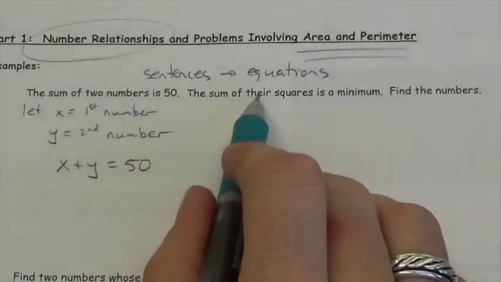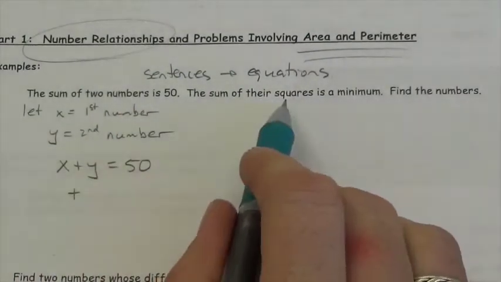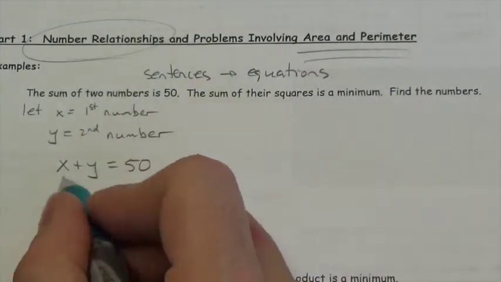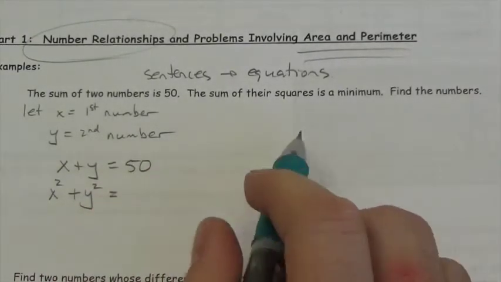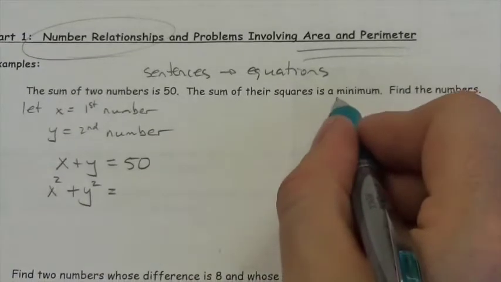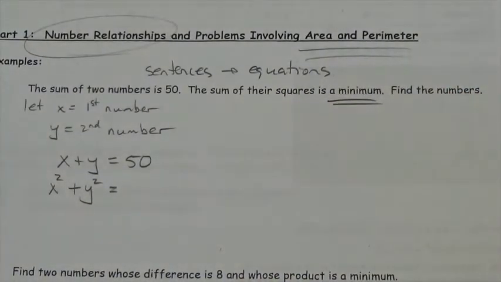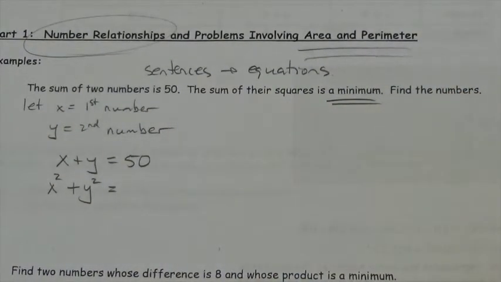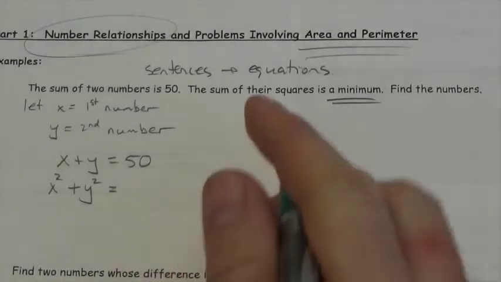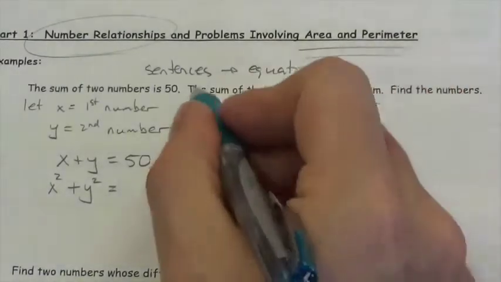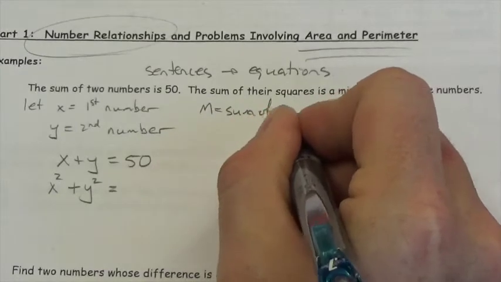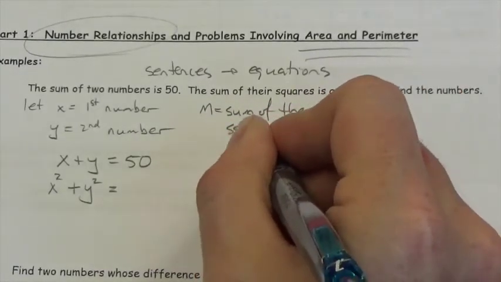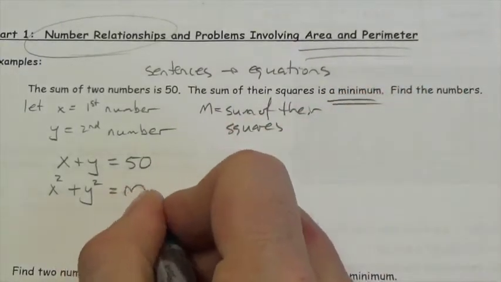The sum of their squares, that's just going to be x squared plus y squared, is, well, now this is an interesting thing to say here, a minimum. I'm not telling you what it is. I don't know what it is. So I almost need to introduce another variable here. We'll call it m, and I'm going to let this be the sum of their squares.